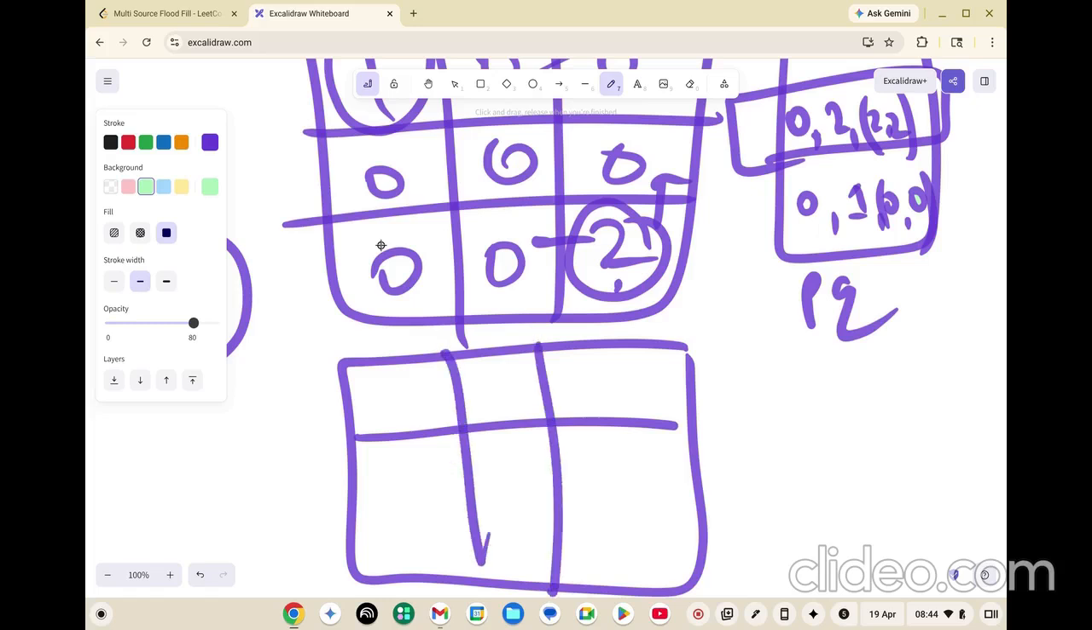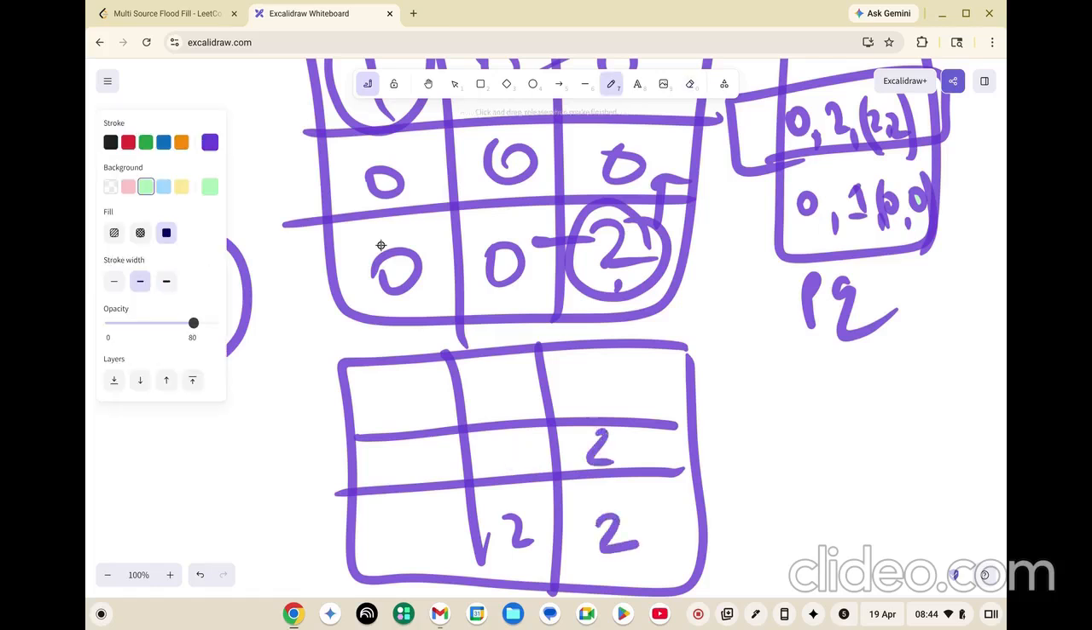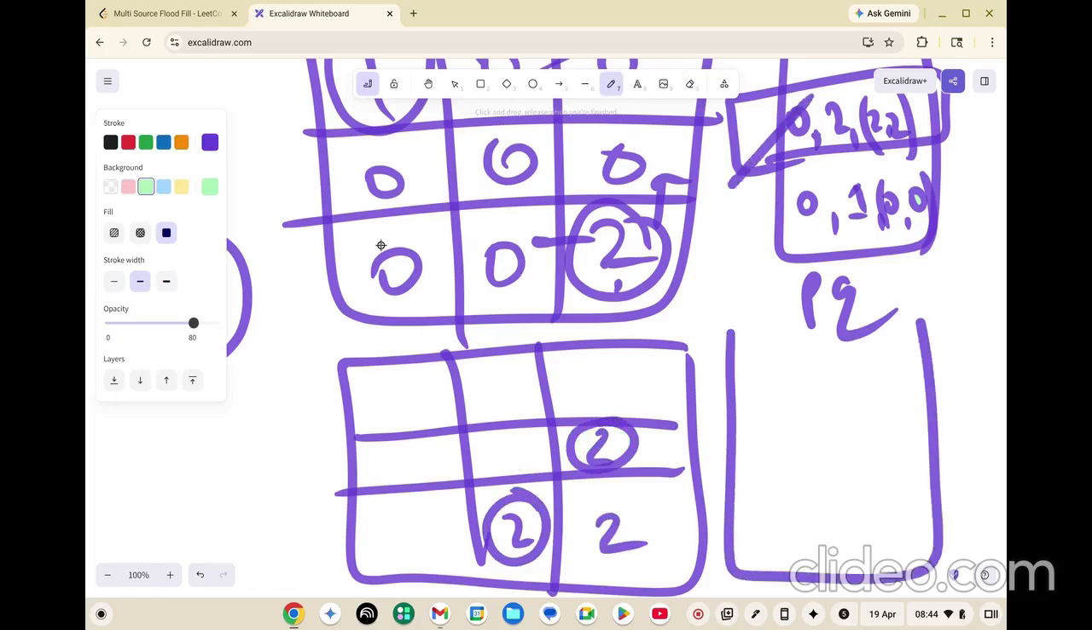So at the time equal to 1, you will color these values as 2, this 2 gets colored and this 2, right? So this will also get added in our priority queue, and we'll pop this out, right? Now how will your priority queue look? Your priority queue will have these two values at time equal to 1, right? Okay, so let's push that.